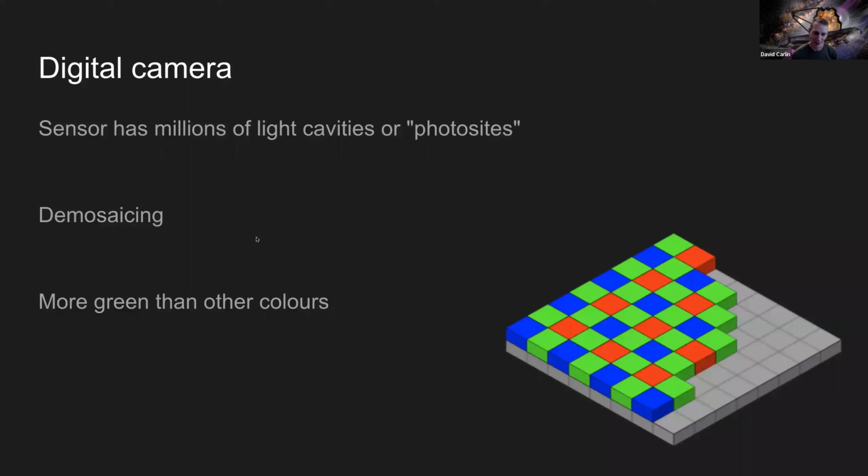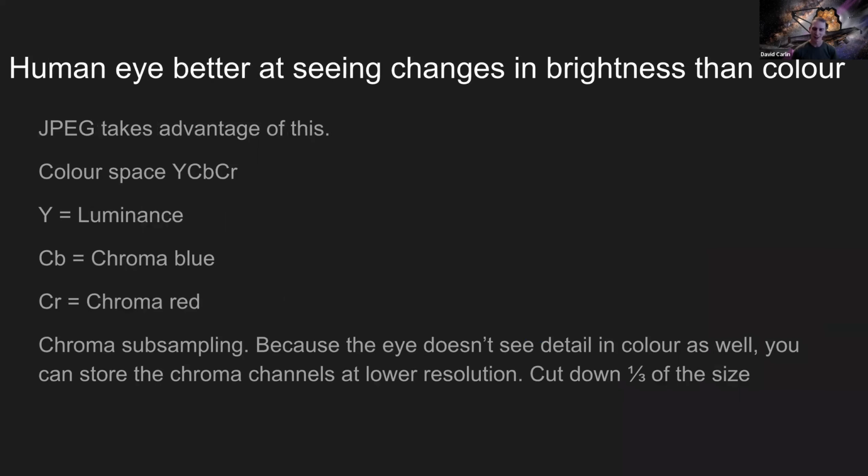So that's a thing. And as you can see in this, there's actually more green than there is blue or red. There's twice as much green because we're so sensitive to green. Anyway, so that's a little side mission, but let's get to JPEG.